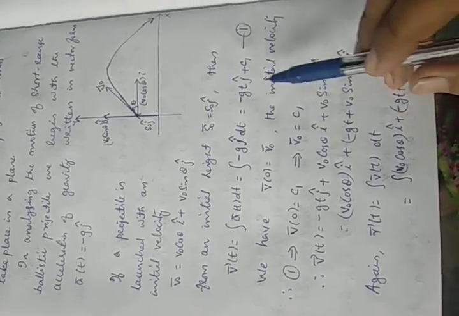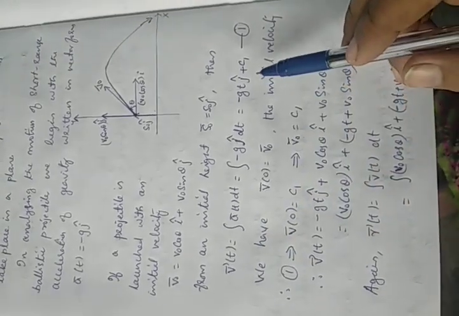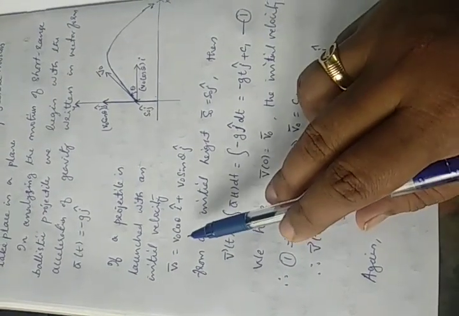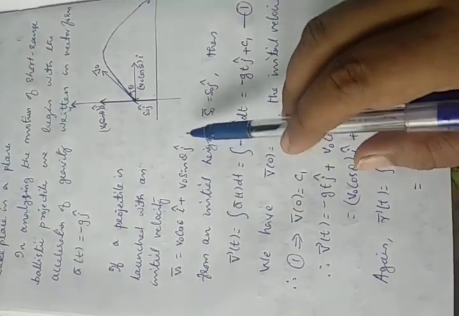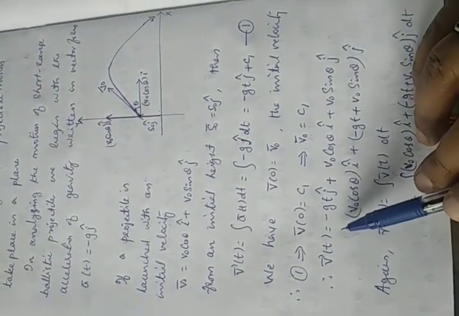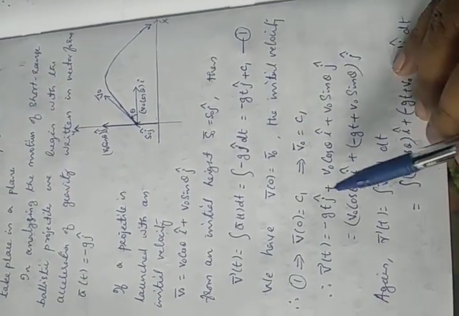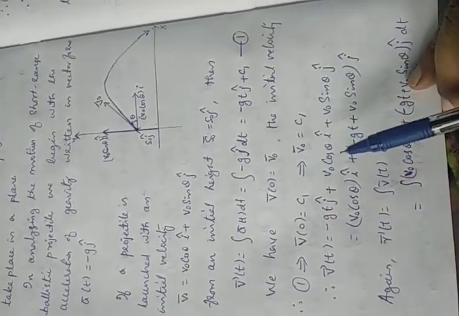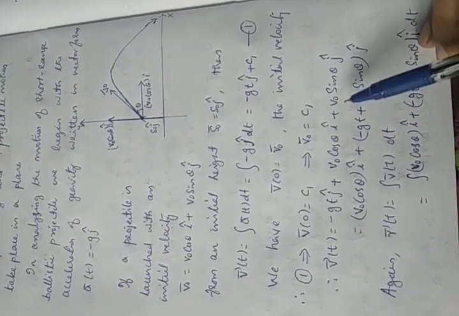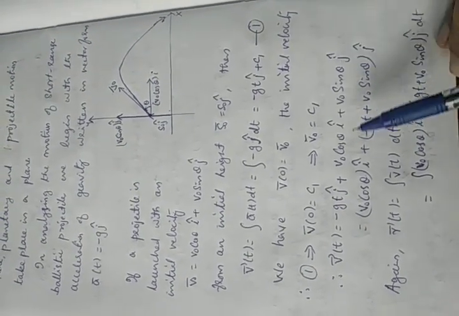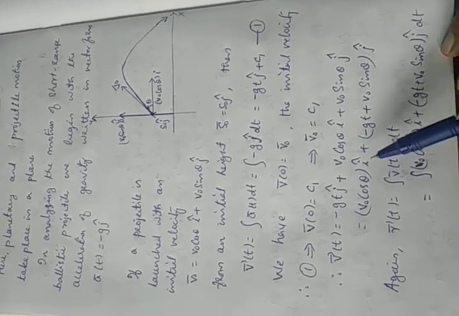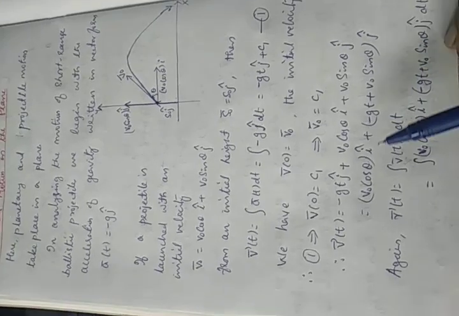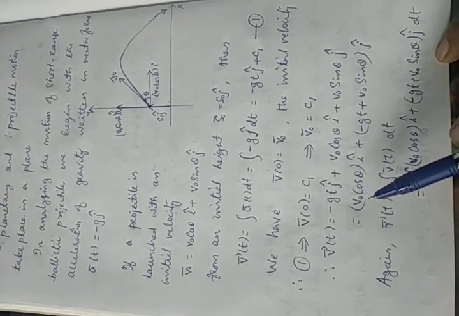So in this expression for v of t, we put c1 equal to v naught bar, that is v naught cos theta i plus v naught sin theta j. Then we get v of t is equal to minus g t j plus c1, where c1 is this vector. So it is equal to v naught cos theta into i plus negative g t plus v naught sin theta into j. So this is the velocity vector v of t.